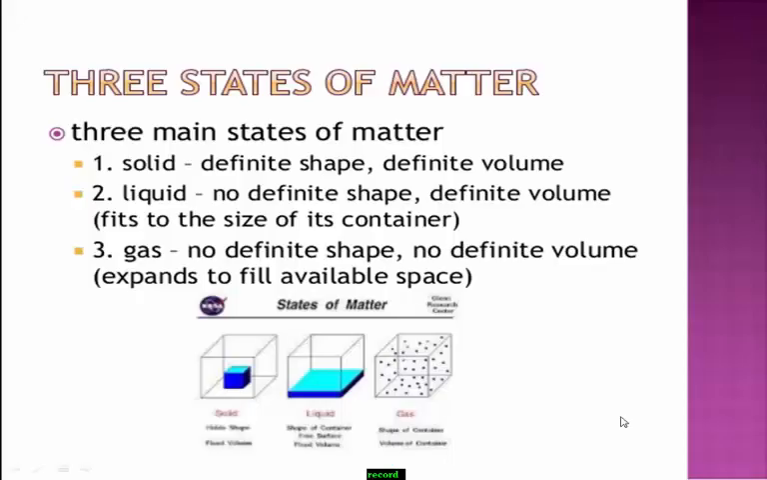Next, how do you define the term liquid? Liquid is the substance which does not have a definite shape, but has a definite volume. Liquids take the shape of the container. Next, another state of matter, that is gas. The substance which has neither definite shape nor volume.